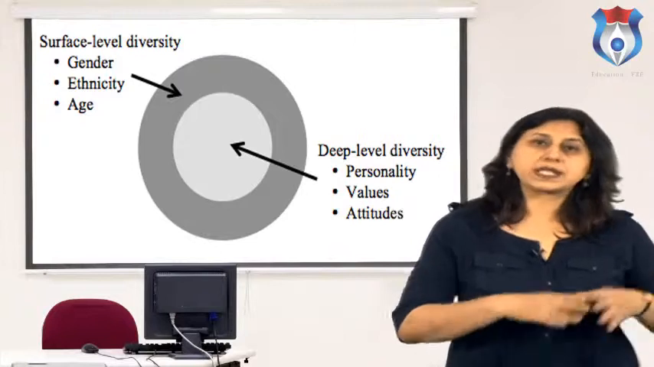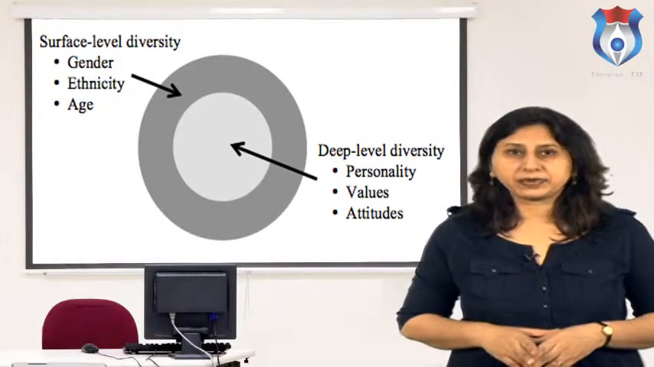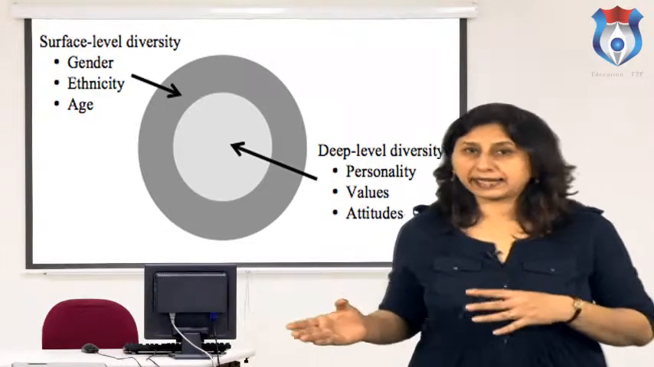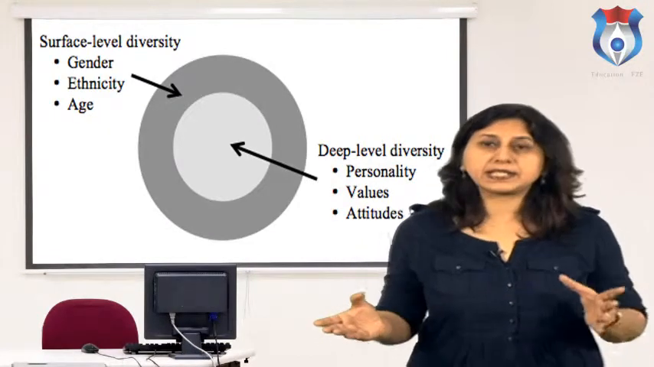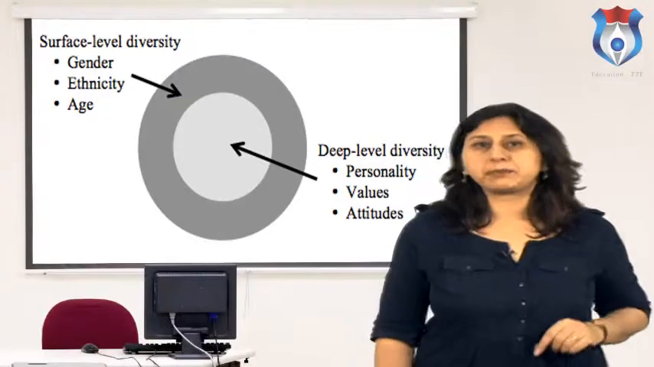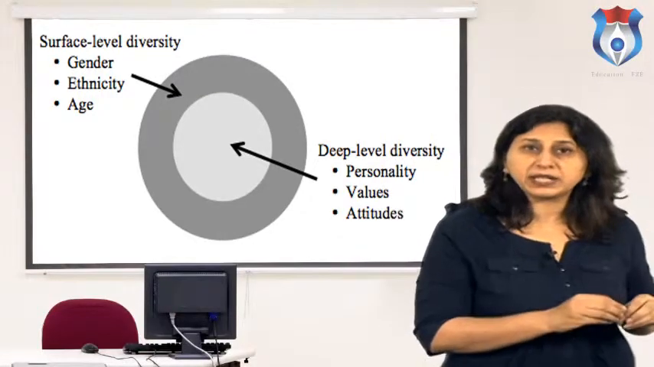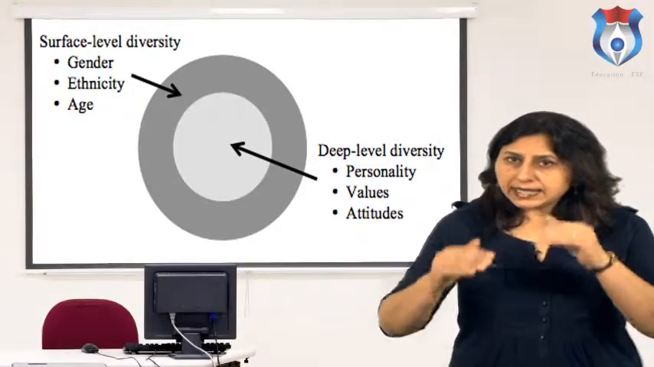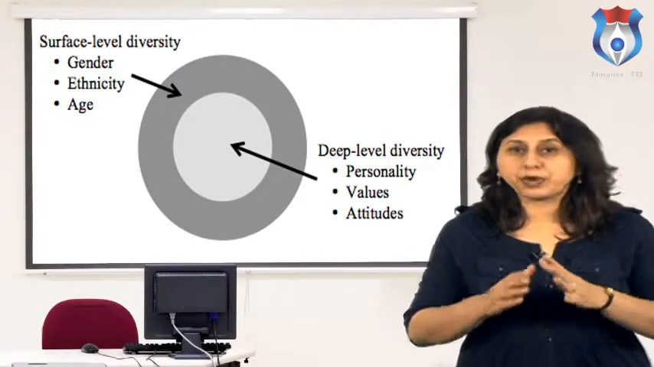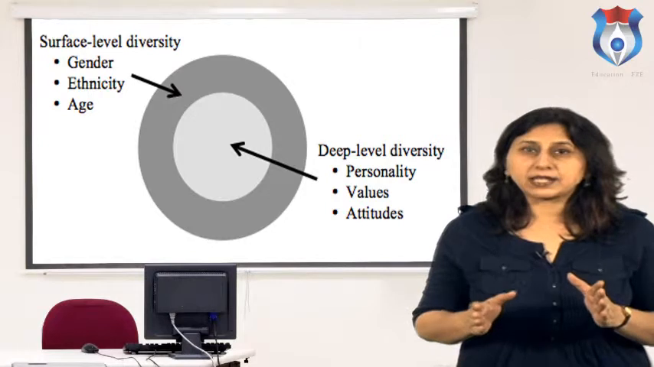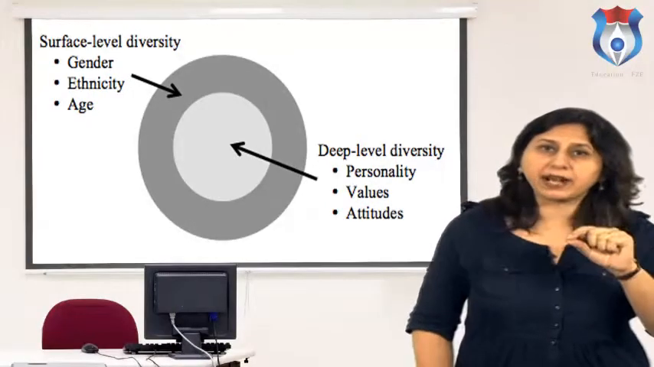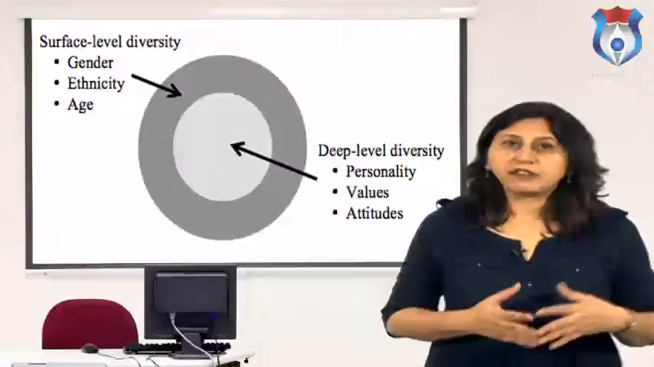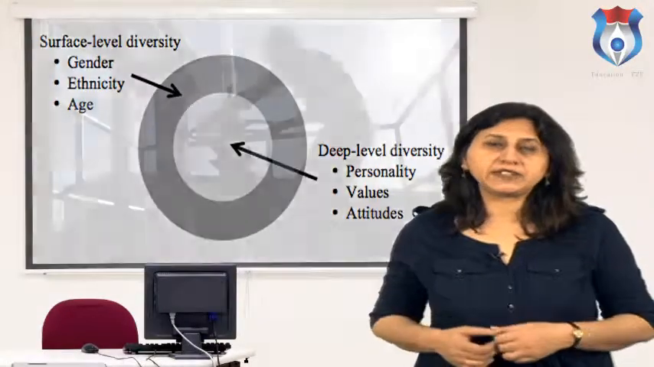Surface level versus deep level diversity. Surface level diversity refers to characteristics such as age, gender, ethnicity, which can be readily detected when first meeting a person and refer predominantly to demographic attributes. In contrast, deep level diversity refers to attributes that are detected only when people interact over a certain time with each other. Example, values, personality, or beliefs.